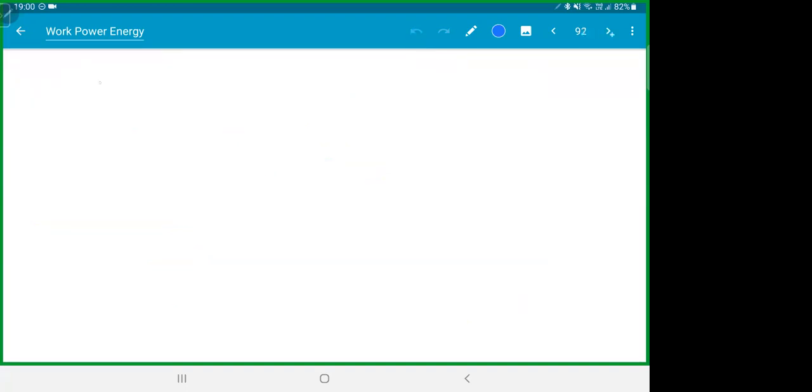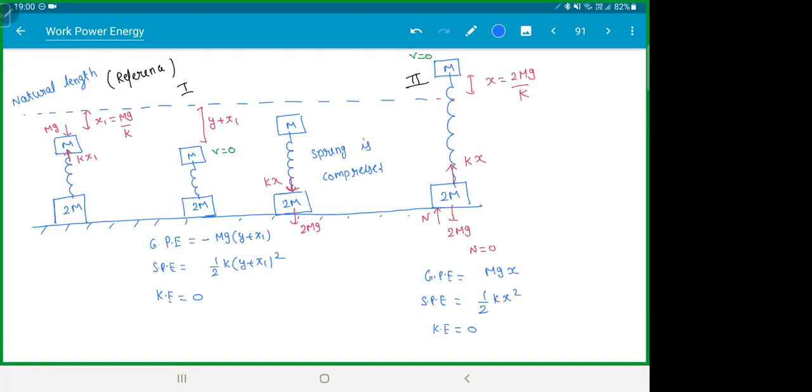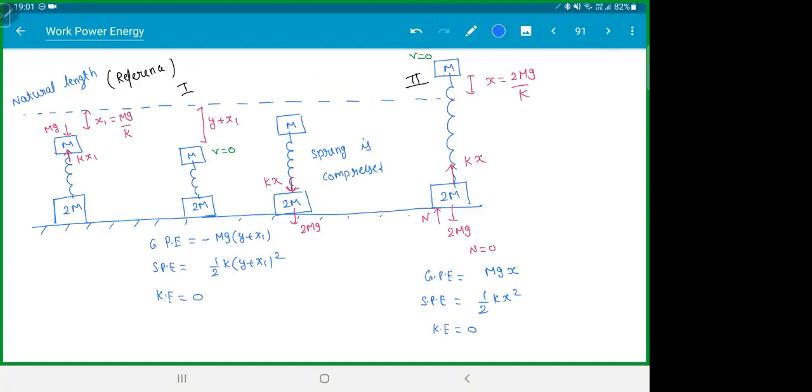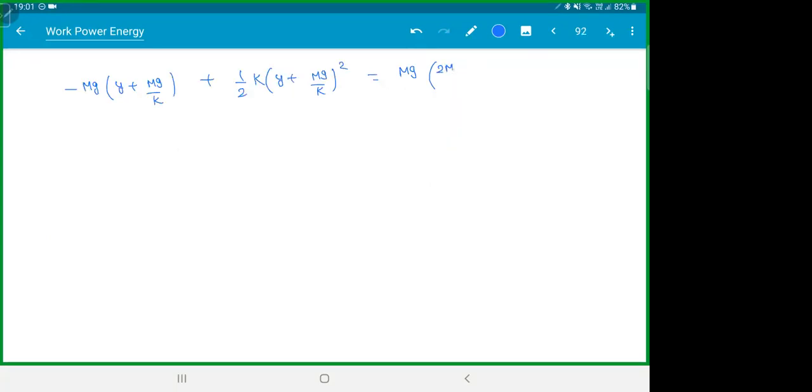Equate them. Minus mg (y plus x1), where x1 is mg by k, plus half k (y plus x1) square. So (y plus mg by k) whole square is equal to mg x, where x is again 2 mg by k, plus half k x square, with x being 2 mg by k, whole square. Brute force now. This is just brute force. You have to simplify. There's no way out.